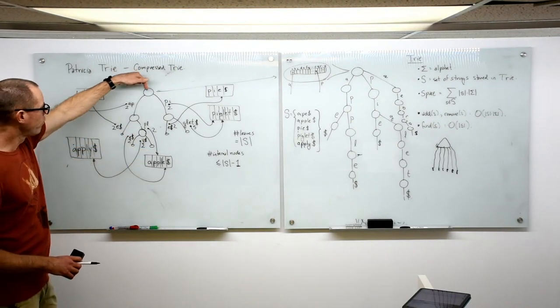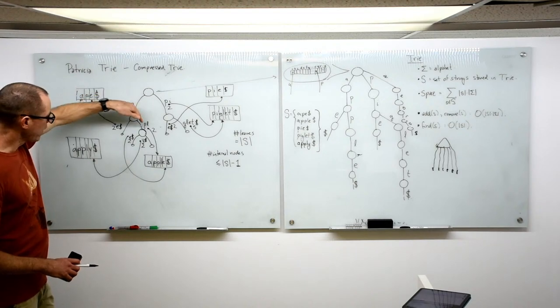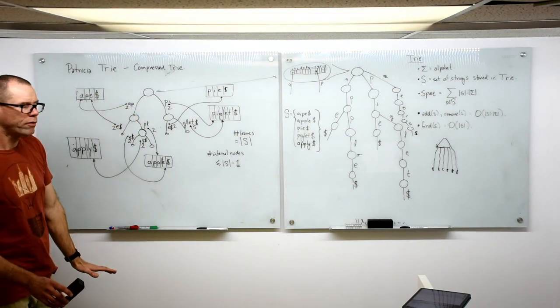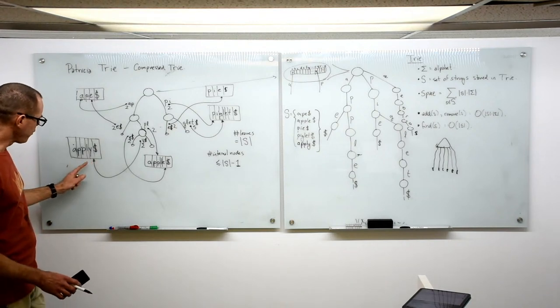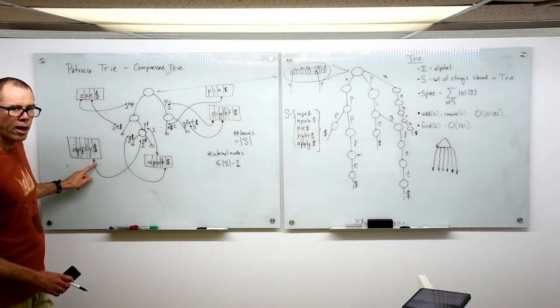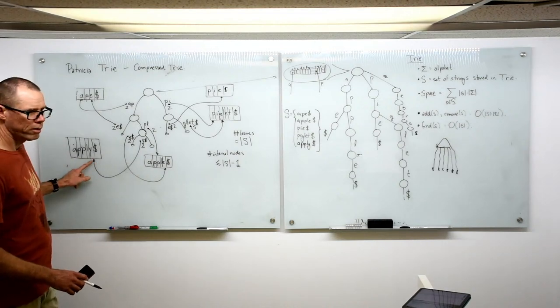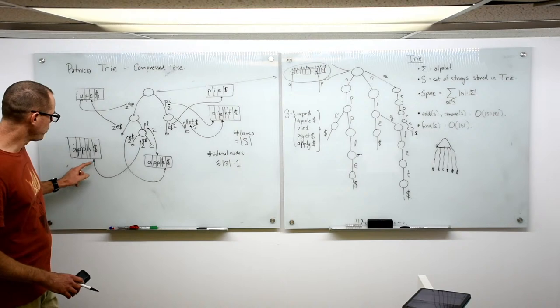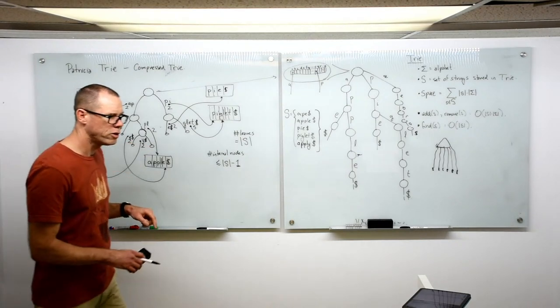So it's just follow a path until you can't cross an edge, and then you have to split that edge, but then you're done. There's no more path following after that. You don't even have, in fact, after this point, you don't even have to look at the rest of the string you're adding, because you know that at this point, it differs from every other string in your set. You just put its label on the edge there.